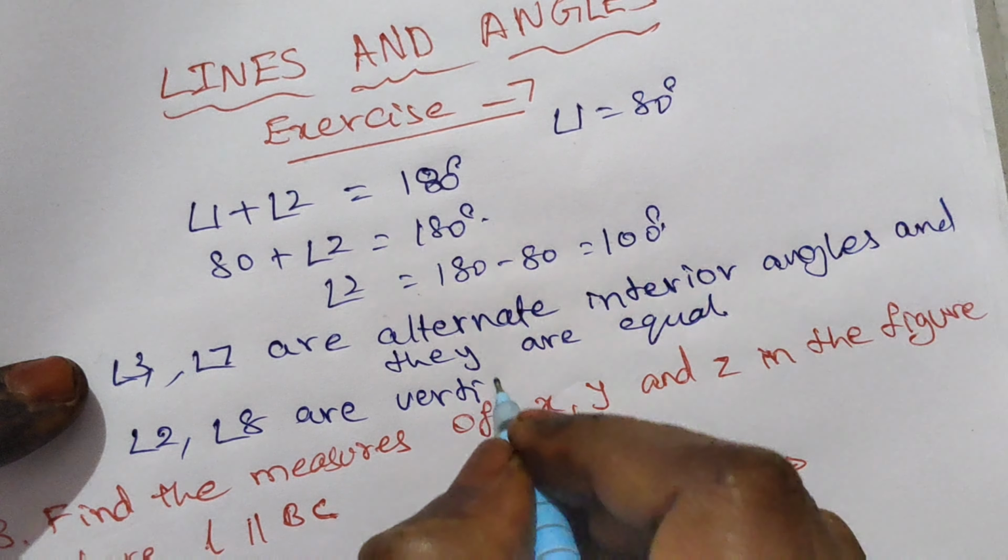Opposite angles are equal. Angle A value is 50 degrees, so angle C value is also 50 degrees. And 50 and D, these two angles, interior angles on the same side of a transversal, are supplementary. Here I'll write that one: interior angles on the same side of the transversal are supplementary.